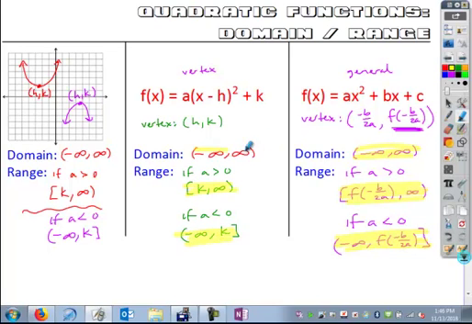Again, the domain is always going to be all real numbers. But a lot depends on what you see. And now, you don't have to memorize these. This isn't about memorizing these relationships. All I'm doing is showing you this to relate how you can find the domain and range. But you're going to have to make those distinctions based on whatever form you're given.